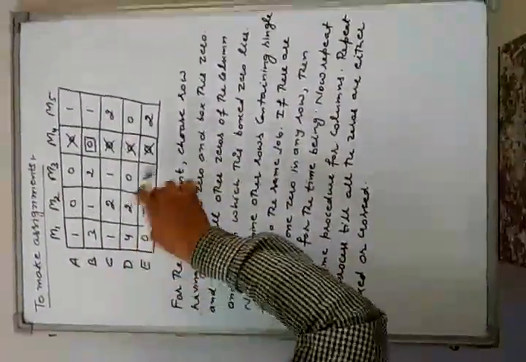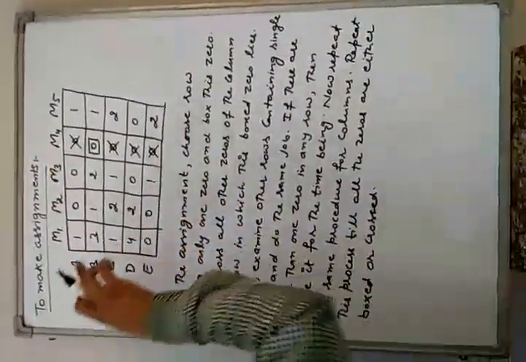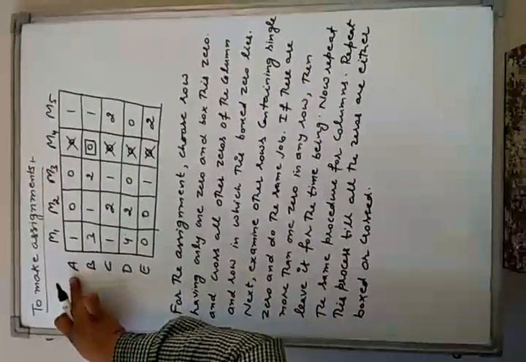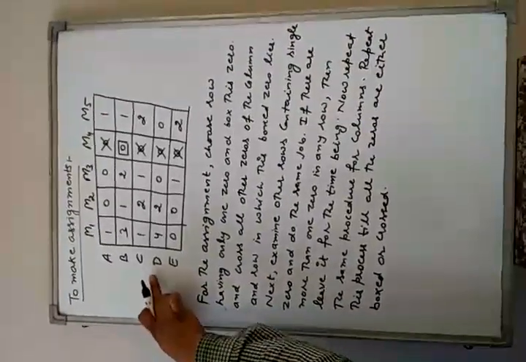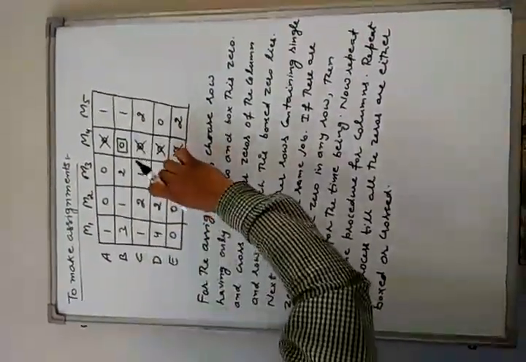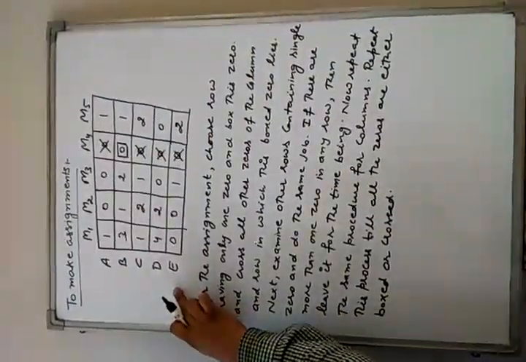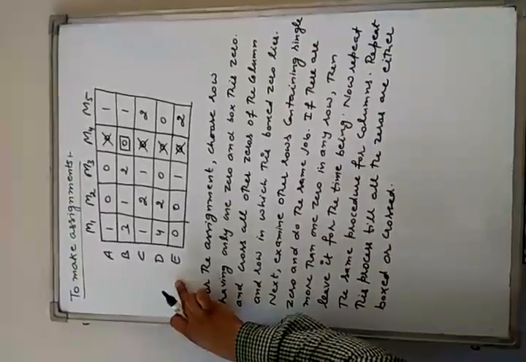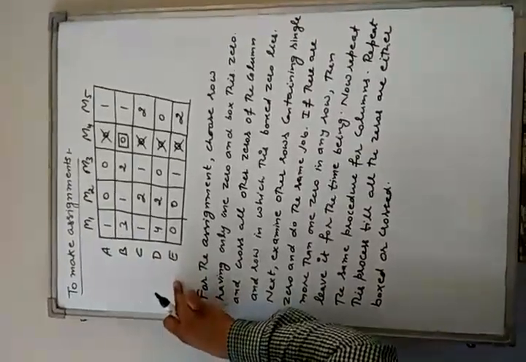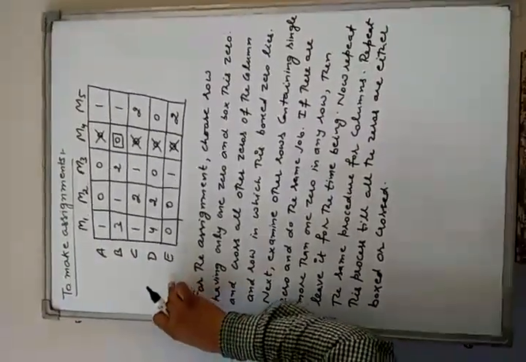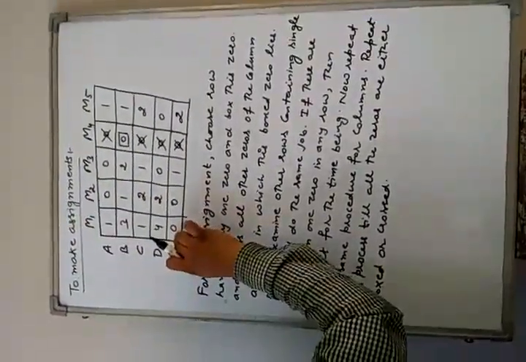Now we will repeat the process till all the zeros are either boxed or crossed. Here in this row two zeros, here assignment is made. Here in this row no zero, here in this row two zeros, here in this row two zeros. We have to look for that row in which a single zero is lying. Now there is no row in which a single zero lies. Now we will look column wise. In the first column, a single zero lies.